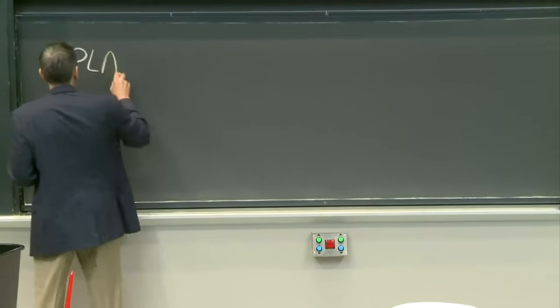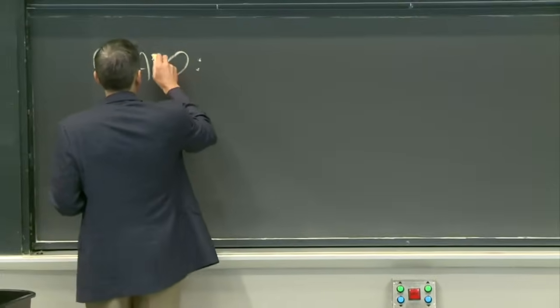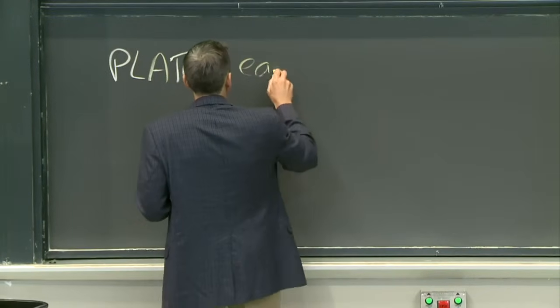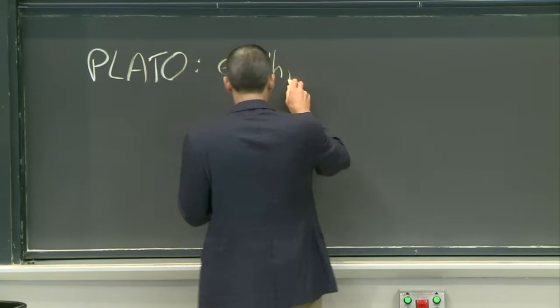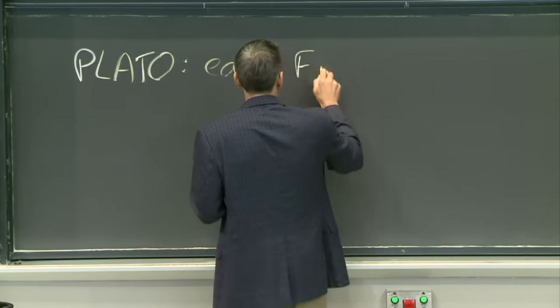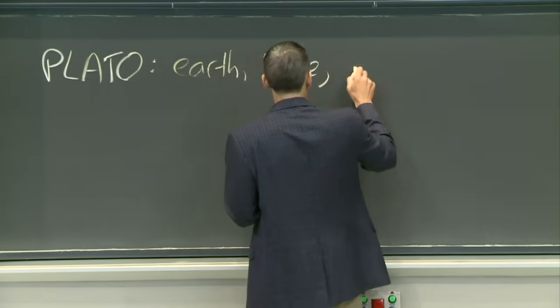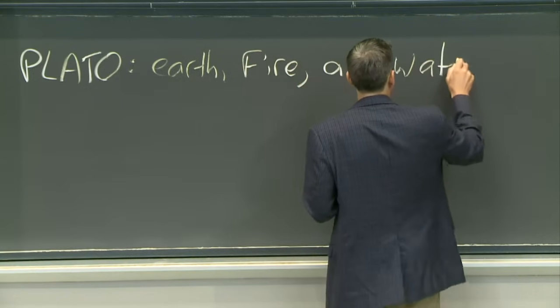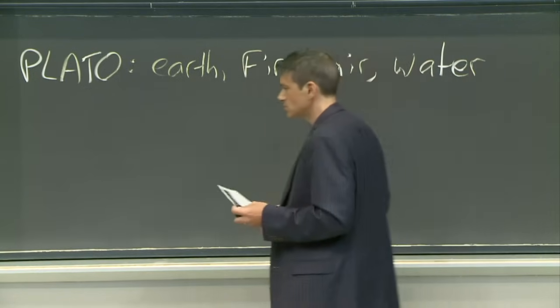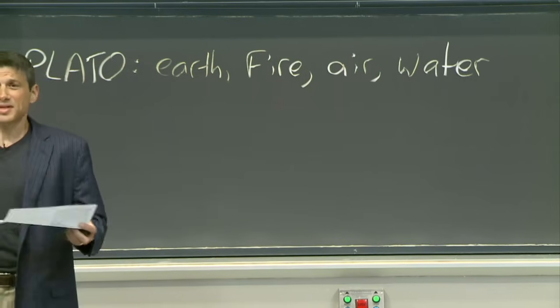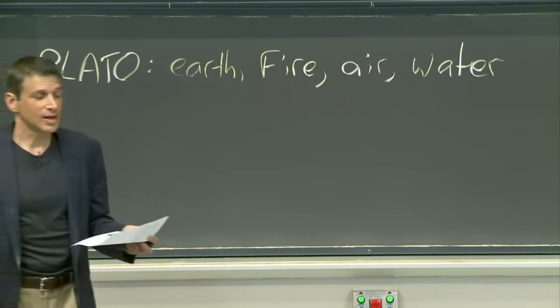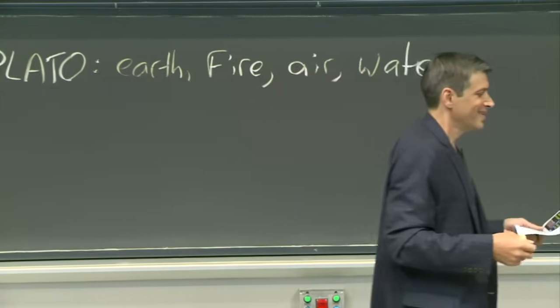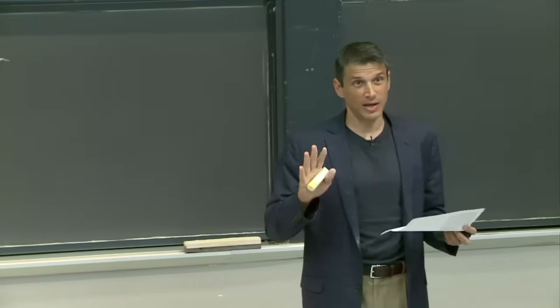And Plato said there's four things. And some of you may have heard this. There's earth, right? There's fire. There's air. And there's water. And everything's made out of that. Right? Now, you can see that's a little limiting.